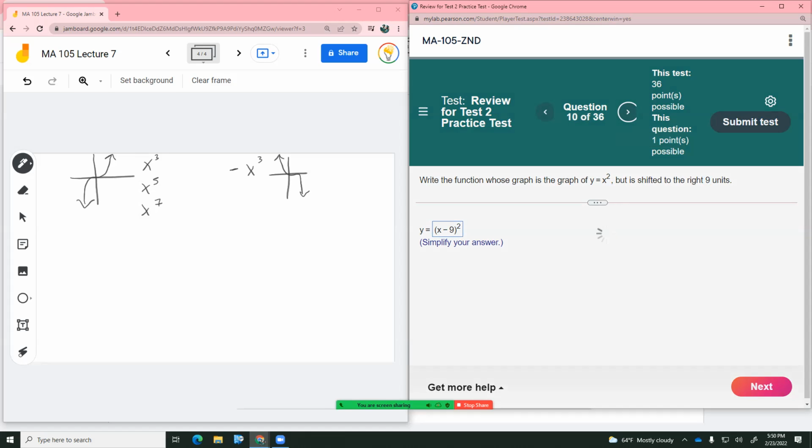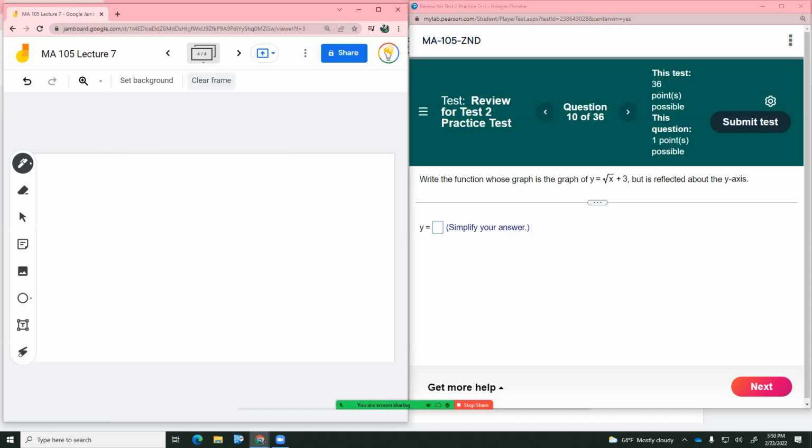All right, we're rolling quite nicely through these. So let's keep it going. Write a function whose graph is y equals the square root of x plus 3, but it's reflected over the y-axis. Now here's the key here, it's reflected over the y-axis.